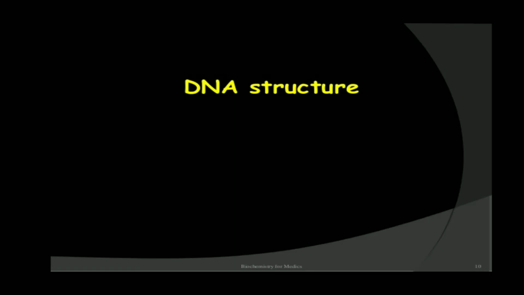Then we will discuss the DNA structure. In the DNA molecule, the adjacent deoxyribonucleotides are joined in a chain by phosphodiester bonds, which link the 5' carbon of the deoxyribose of one unit to the 3' carbon of the deoxyribose of the next mononucleotide unit.